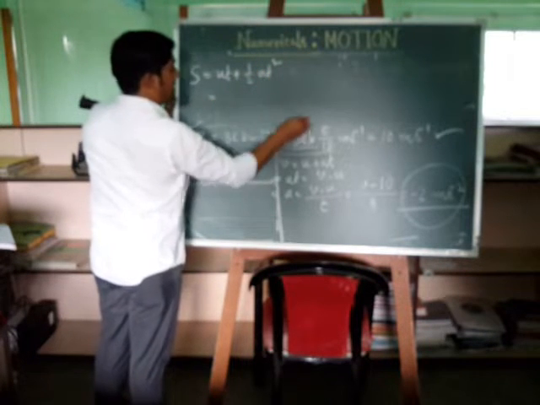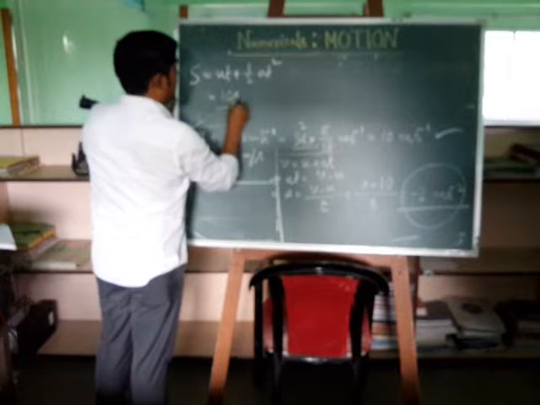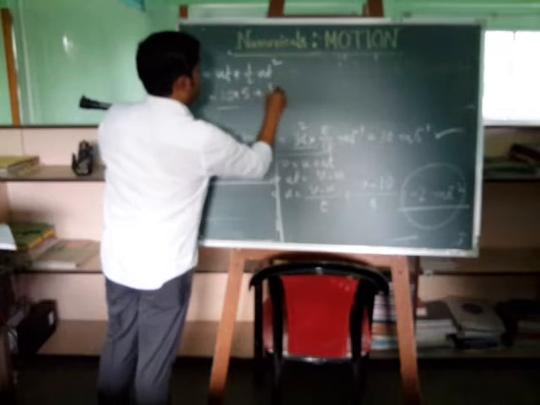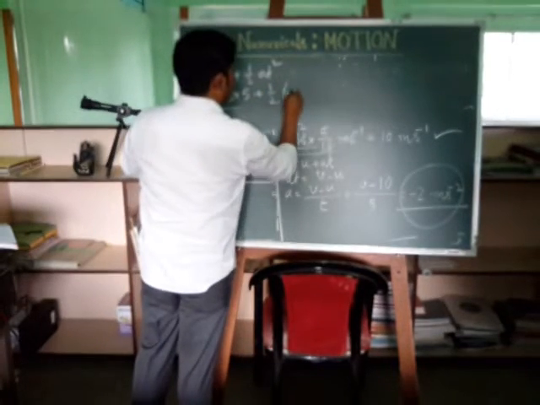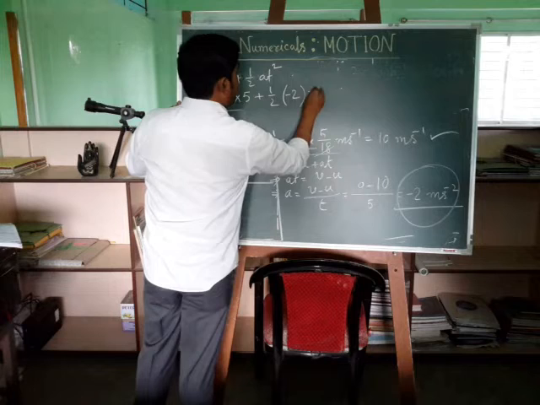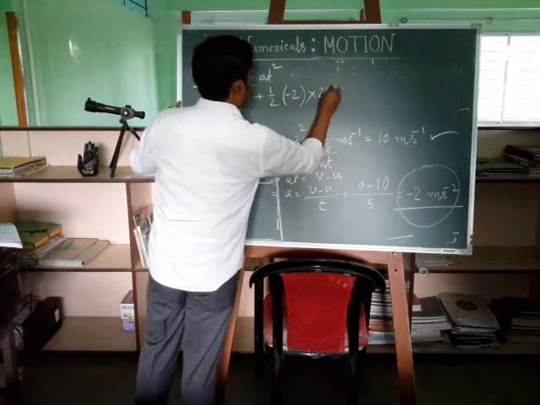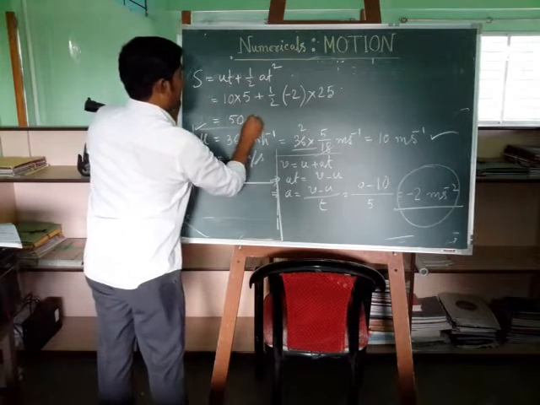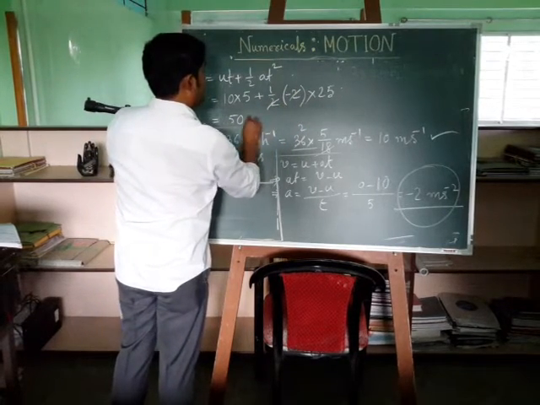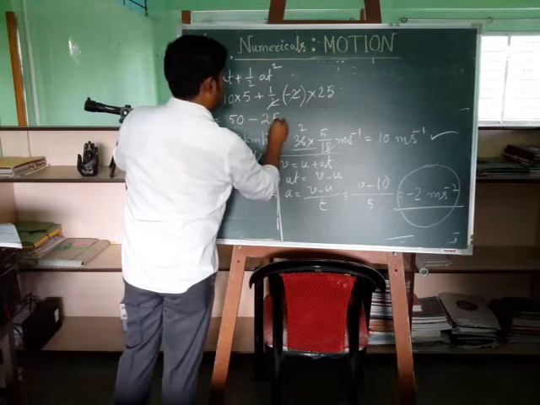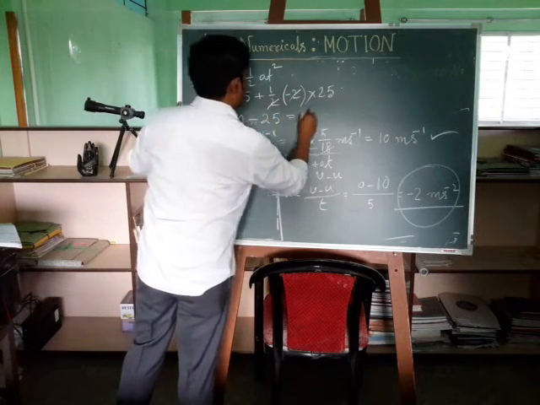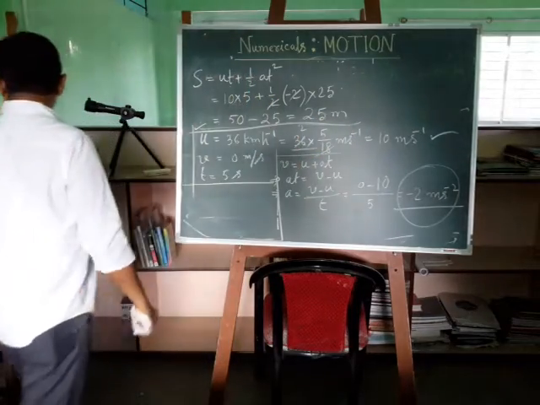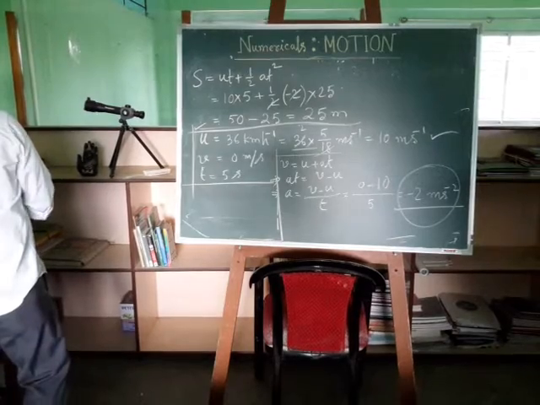u is our 10 meter per second. The car is moving for 5 seconds. So t is 5. So 10 times 5 plus half, what is acceleration? That is minus 2 meter per second square times t square, 5 square is 25. So how much is that? That is 50, this will be cancelled, minus 25, isn't it? So that is 25 meter. The car will cover 25 meter before it comes to rest.